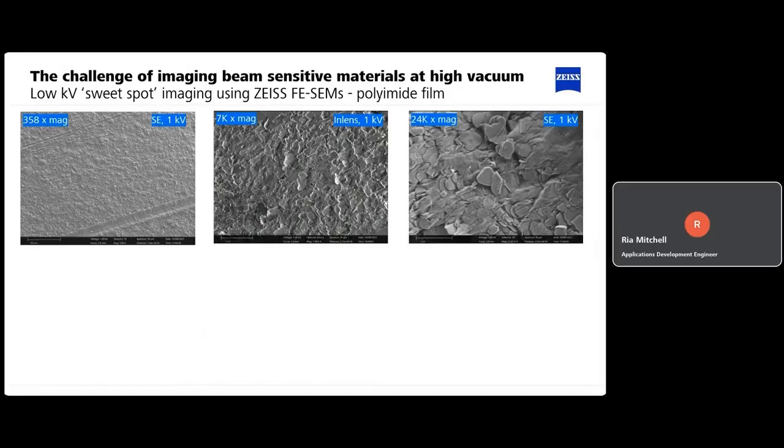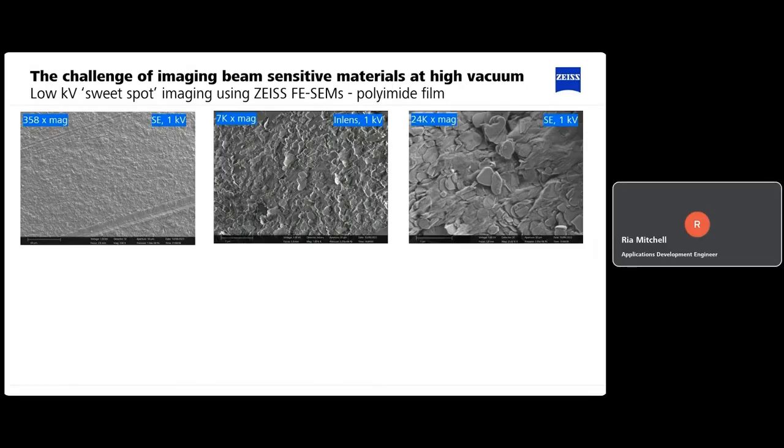One of the ways we can overcome this is by imaging in what we call sweet spot imaging mode. So this is where we can alter things like the kV or the accelerating voltage. We can change things like the detector system, and we can change things like the working distance that we're imaging at. So these images all show various imaging of polyimide film surfaces at 1 kV. As you see, the magnification goes up as we go from left to right.